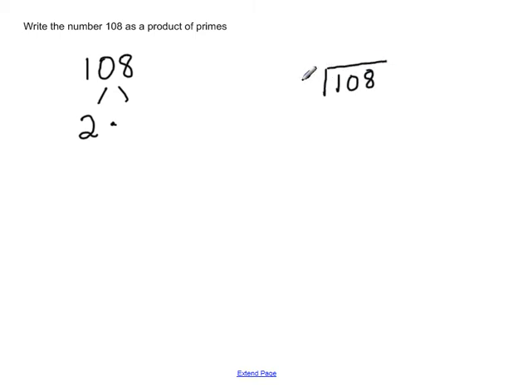So we're just going to come over here and do a little division problem. 2 goes into 10 5 times. And then 2 goes into 8 4 times, and that goes in there evenly. So 2 times 54 must equal 108. 2 times 54 equals 108. So now we've got the first step of our prime tree.